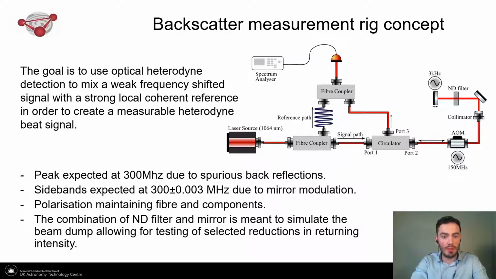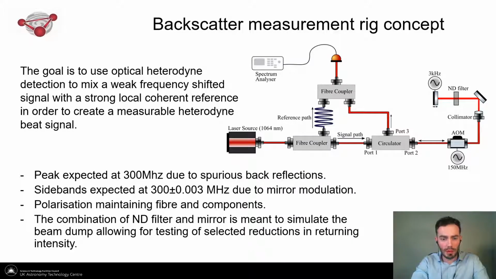So I will now present the design concept of the backscatter measurement rig. We propose to use optical heterodyne detection in order to mix a weak frequency offset signal with a strong local coherent reference, resulting in an easily measurable heterodyne beat signal.